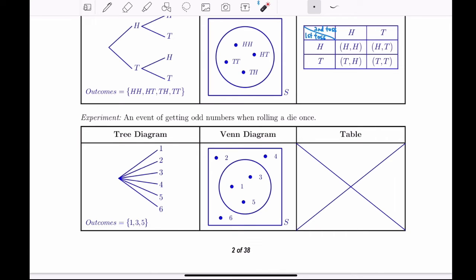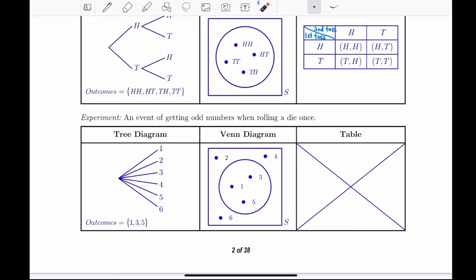Okay, if we illustrate our experiment by using a Venn diagram, we know that the sample space, if we roll a die, has 6 outcomes, 1, 2, 3, 4, 5, 6. But since the event is just getting odd numbers, the circle means odd numbers. So the odd numbers are 1, 3, and 5. The other numbers, which are the even numbers, we're going to put outside the circle, but still within the sample space. Okay, so that's why 2, 4, and 6 are put outside the circle.